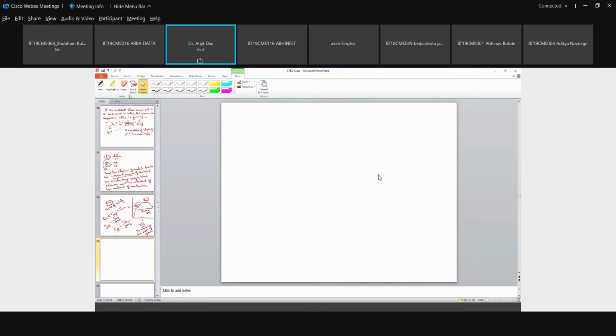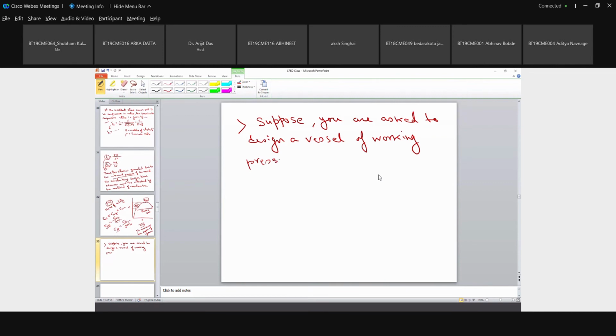Anyway, another thing: suppose you are asked to design a pressure vessel, a storage vessel, whatever, a vessel of working pressure of 150 Newton per millimeter square. It's just a value.